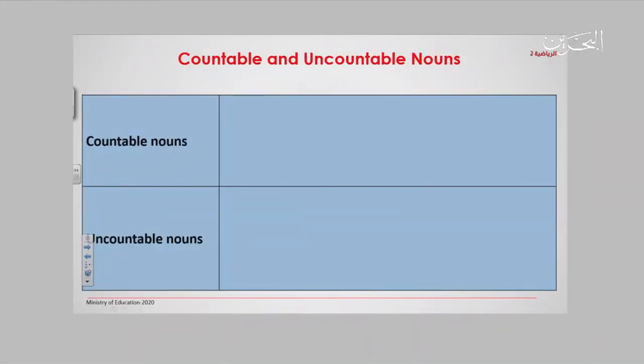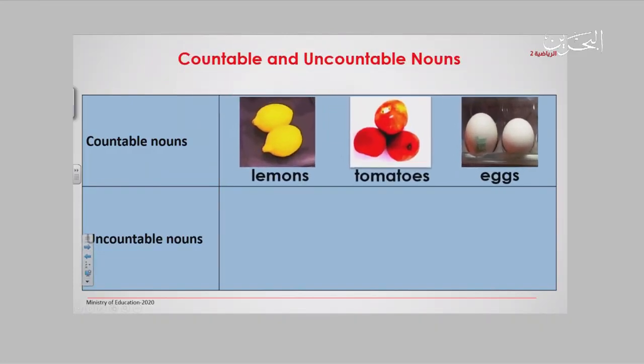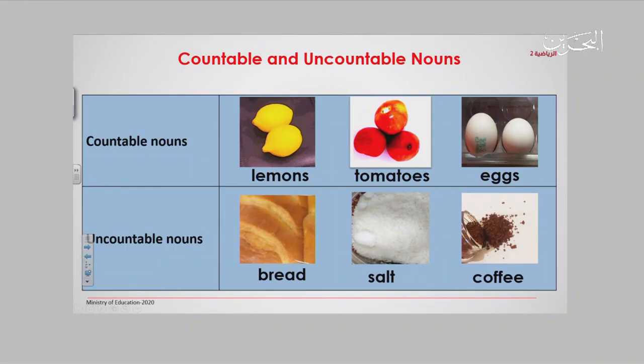Here we have a table. We are going to classify the previous nouns into these groups. We have countable nouns and we have uncountable nouns. Let's find out. In the countable nouns group, we have lemons, tomatoes, eggs. As you notice, these are the nouns we can count. For example, I have 2 lemons or 3 lemons or more. Also tomatoes and eggs. Let's go to the second group, uncountable nouns, which is bread, salt, coffee. We cannot count these nouns.